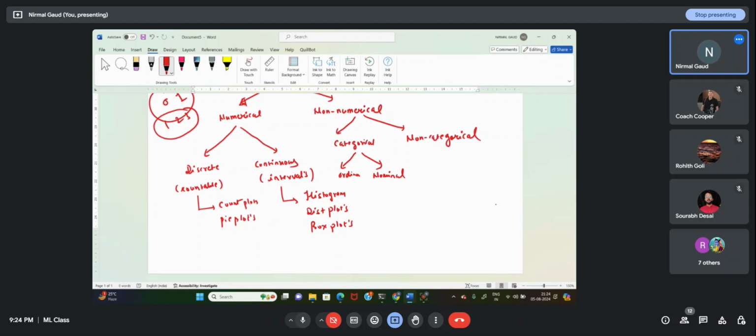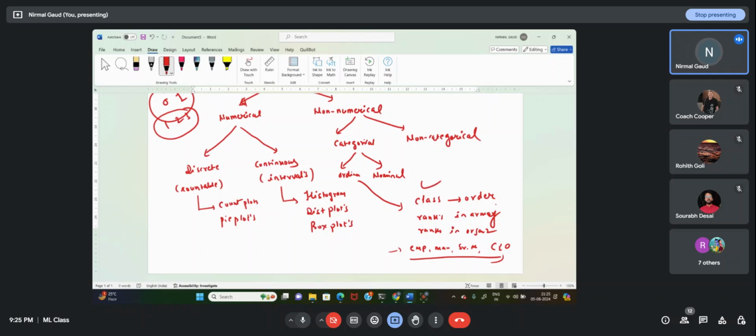So what do we mean by ordinal and nominal? If you have a category, a class, and that class follows some order, for example, ranks in the army, then we have an order. Ranks in an organization: we have an employee, then a manager, then a senior manager, then some other designation, then a CEO. So there is an order, there is a rank.